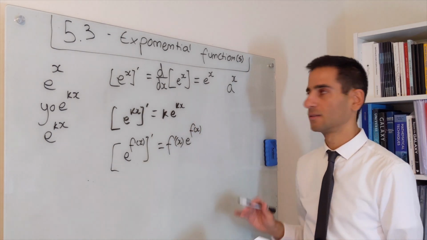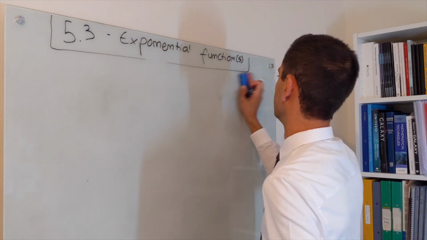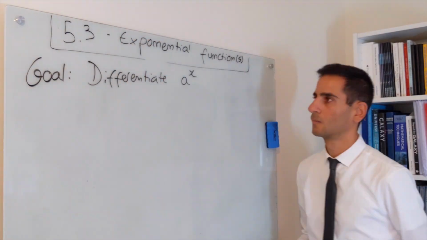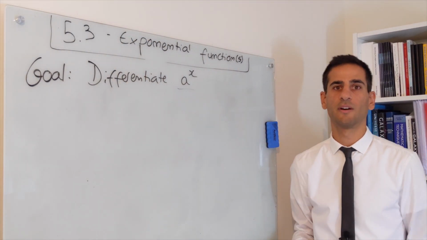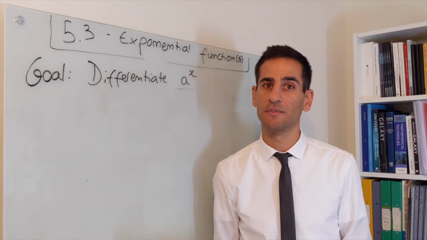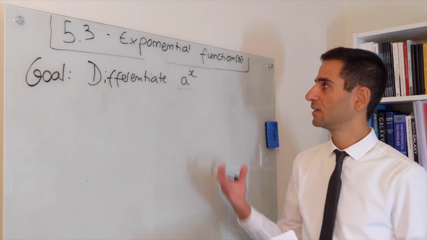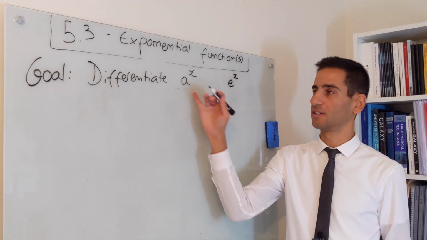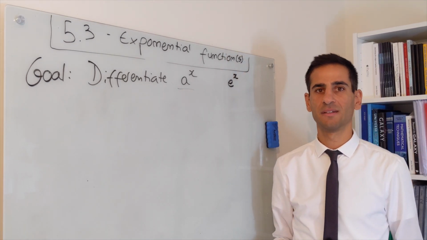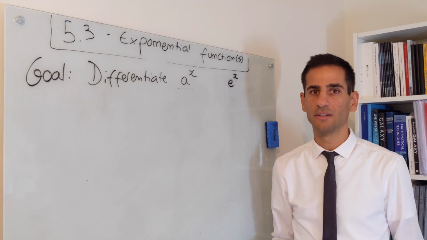Let's make some space. This is our goal, to try to differentiate a to the power of x. And with the differentiation rules that we've seen so far, we can't really do it. It's easy enough if it's e to the power of x, but not necessarily if it's another base. How can we do this?